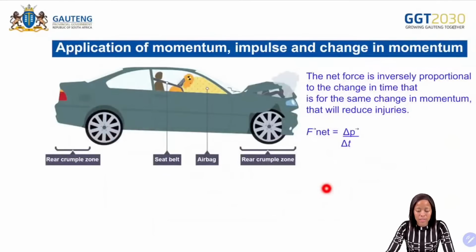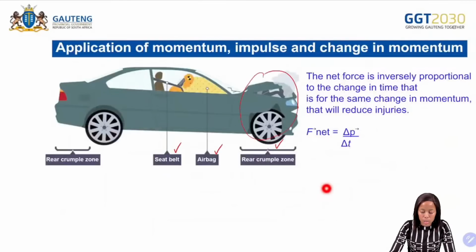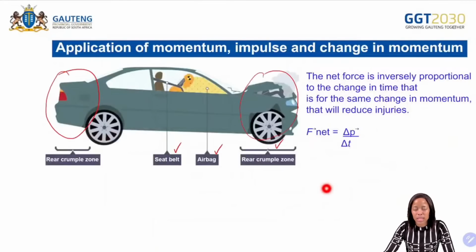Okay, next one, we have the application of momentum, impulse and the change in momentum. If they ask you where we can use momentum, impulse and the change in momentum, then we speak about seat belts, airbags, and the crumple zone. So remember this one, it represents the crumple zone, and this one, the crumple zone at the back of the car.